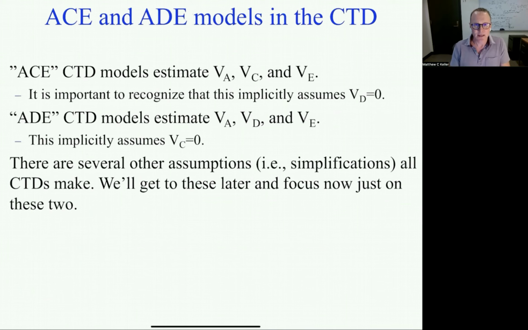ACE models estimate VA, VC, and VE. Now, it's important to recognize that that implicitly makes the assumption that VD is equal to 0. ADE models, on the other hand, estimate VA, VD, and VE. And again, it's important to recognize that ADE models implicitly assume that VC is equal to 0. Now, there's several other assumptions, in other words, simplifications, that all CTDs make, and we'll get to those later and focus for now just on these two assumptions.